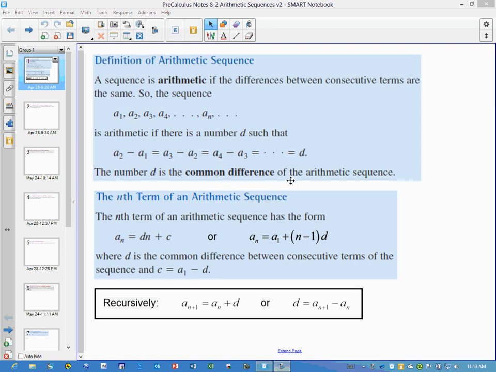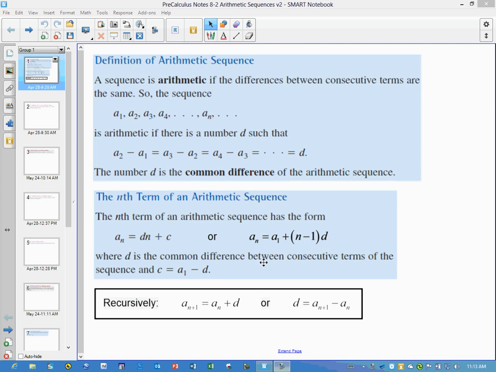Now there is a way to find the nth term of an arithmetic sequence, and it's given by this formula here, which most textbooks use, where a sub n is the common difference times n, n being the nth term, plus some number c. And c is defined to be the first term minus the common difference. And that is a perfectly valid formula that works well in many textbooks.